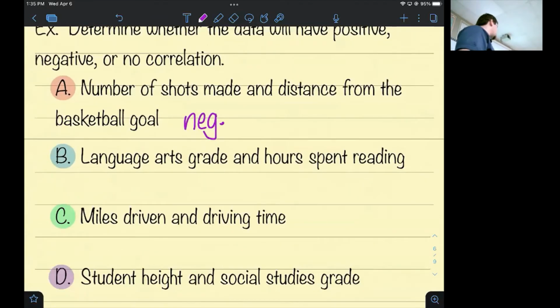What about your language arts grade and the hours you spend reading? Lucy? That should be positive. Yeah, you would think the more you're reading, the better you are at reading or writing too.